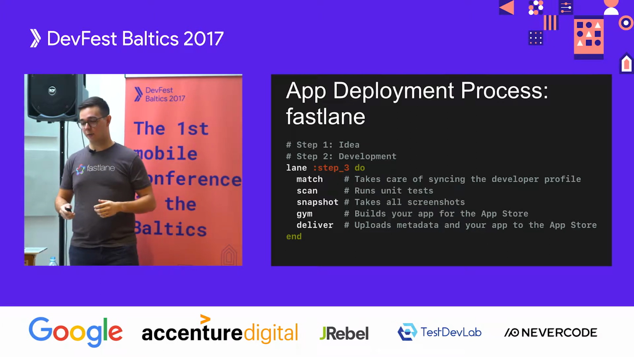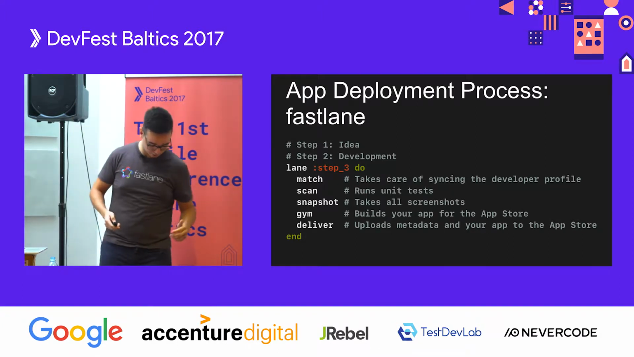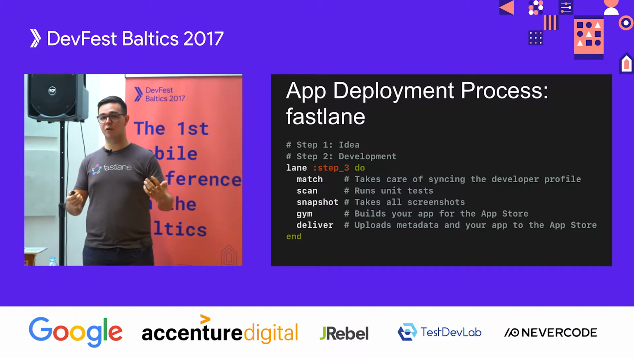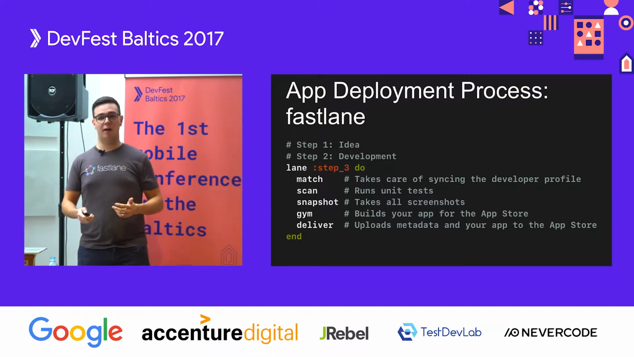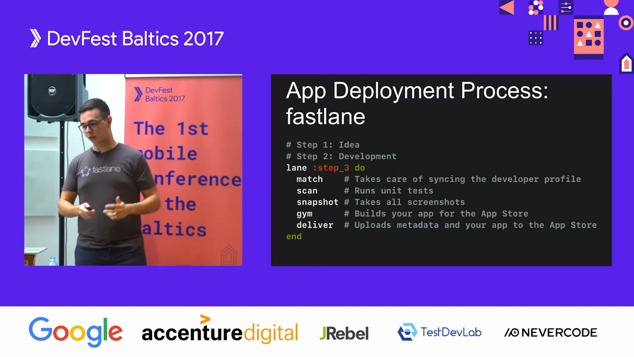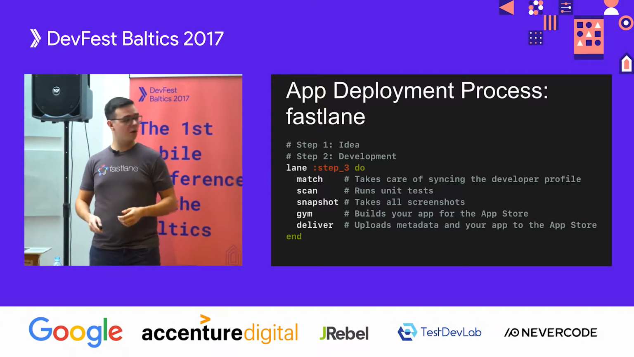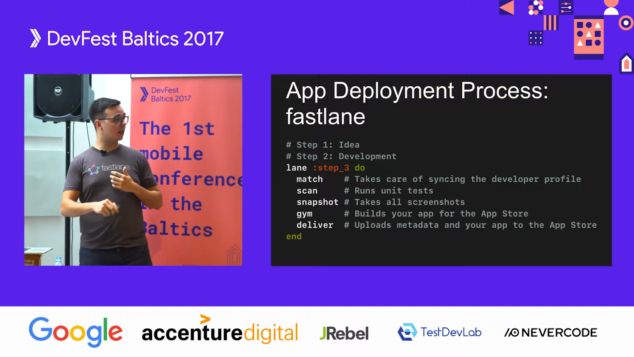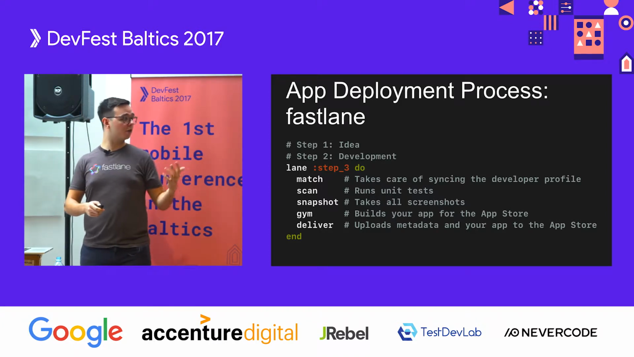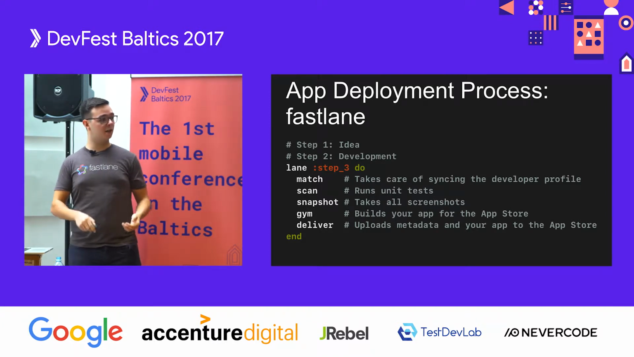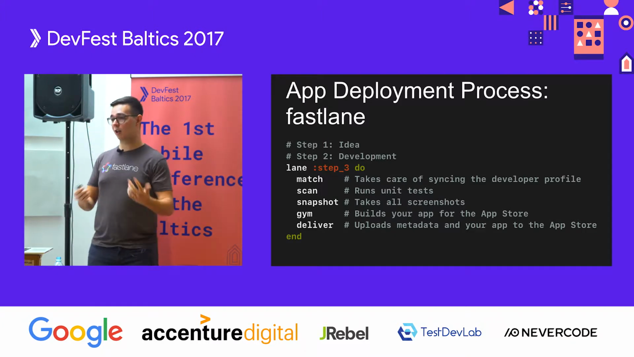So with Fastlane, we can define these lanes. And what a lane is basically is like a function that you can call from the command line. If you're familiar with other build systems, it's basically just like targets there. So we can write a simple lane like this that has these commands that automate all these processes that I talked about for us. So for example, we have one command that takes care of synchronizing our developer profile.